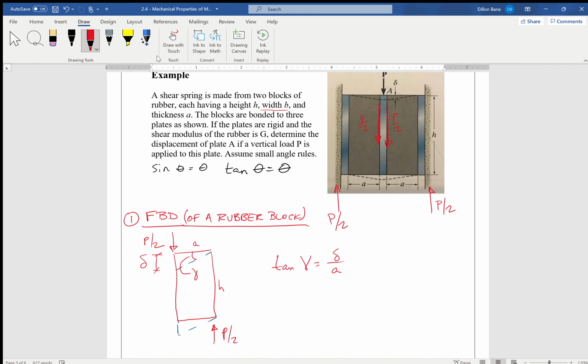But we also know that tangent of gamma just is going to be gamma because of our small angle rules. So delta over A then just equals gamma. All right. And the problem is asking us, what is delta in terms of our known variables? Our known variables are P, A, H, B, and I think that's it. And G. Sorry, we also know G. So we're trying to find delta in terms of P, A, B, H, and G.